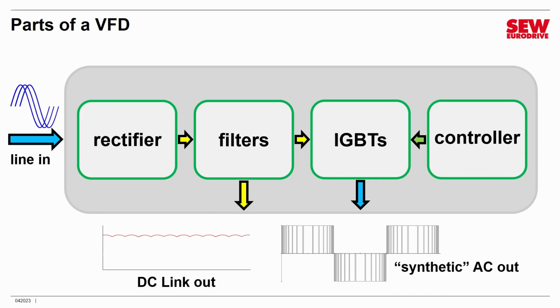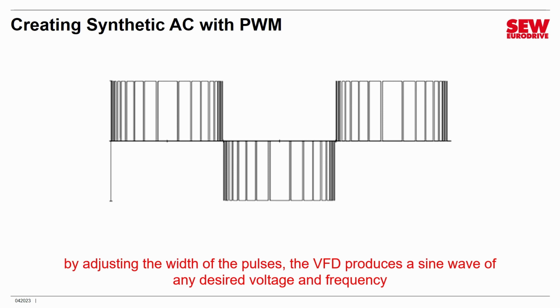This is a kind of synthetic alternating current. Now, it doesn't look like alternating current. It looks like a bunch of pulses, but the motor sees this almost like it's a sine wave. The motor sees it as regular alternating current. But if you hooked it up to an instrument like an oscilloscope and looked at it, this is what it would look like. Now, we call this technique of creating synthetic AC pulse width modulation, or PWM.